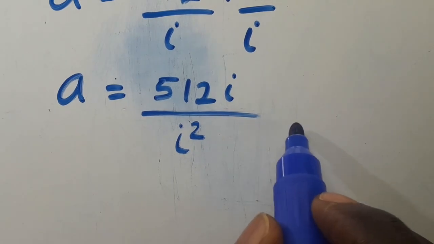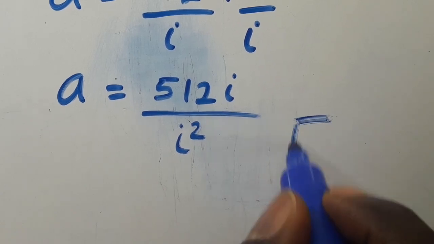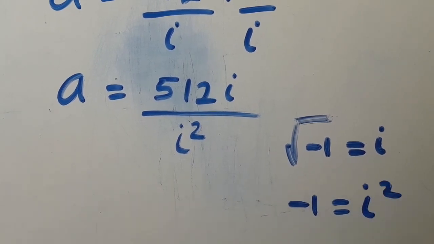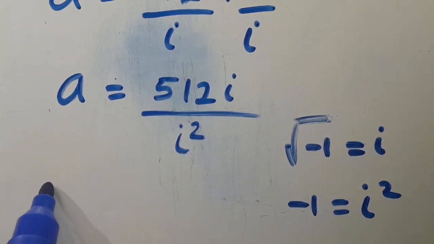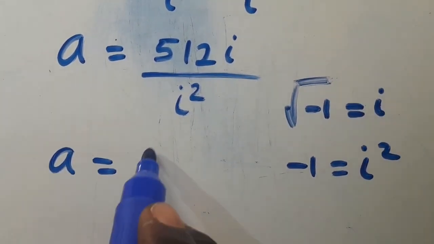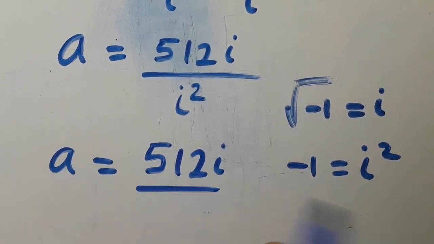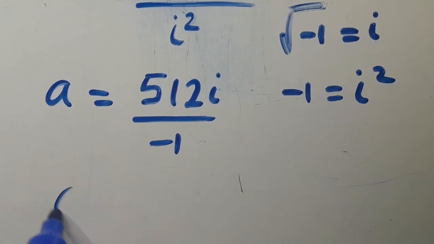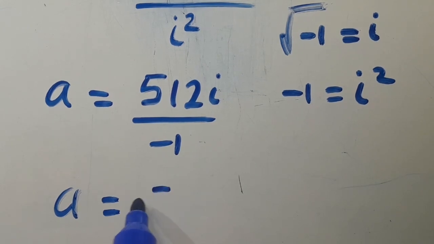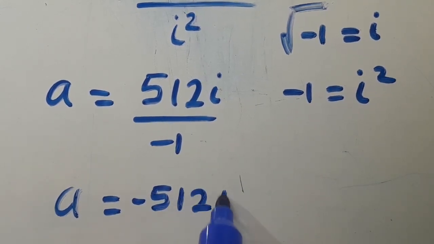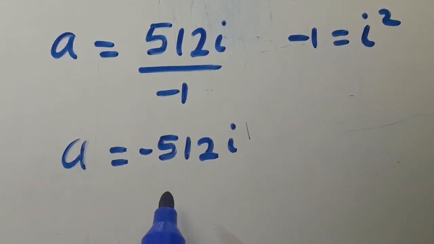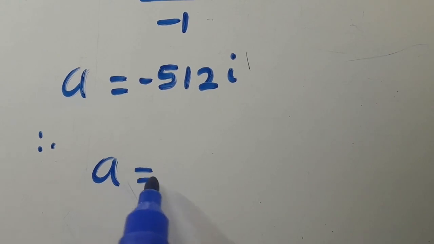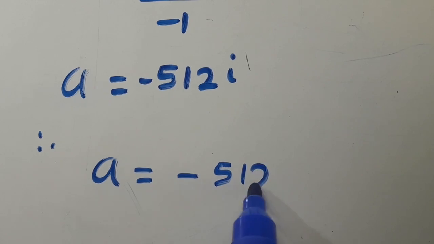Then we note that root of minus 1 equals i, this implies that minus 1 equals i squared. So by having it here, we are going to have our a equals 512i divided by, instead of this i squared, we replace it as minus 1. Then we have our a equals minus 512i in the complex form. So therefore, we have a complex solution: a equals minus 512i.